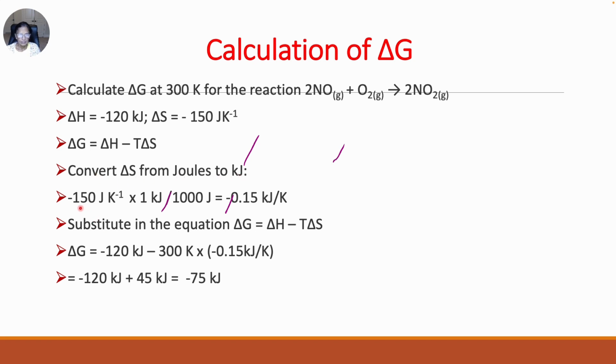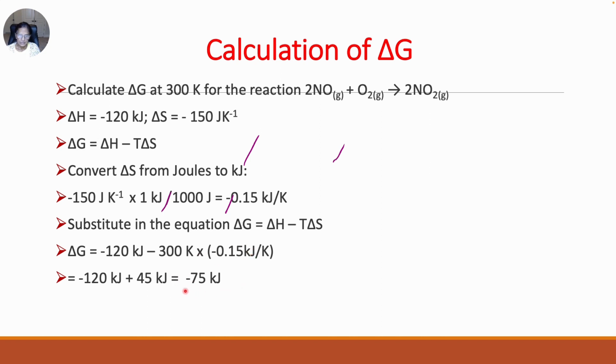Convert delta S from joules to kilojoules. How do we do this? Minus 150 joules per Kelvin into 1 kilojoule is equal to 1000 joules, so 1 kilojoule divided by 1000 joules. So this becomes minus 0.15 kilojoules per Kelvin. Substitute this in the equation. Delta G is equal to delta H minus T delta S, which is minus 120 kilojoules minus 300 Kelvin, the absolute temperature, into minus 0.15 kilojoules per Kelvin. So that becomes minus 120 kilojoules plus 45 kilojoules, which is equal to minus 75 kilojoules.